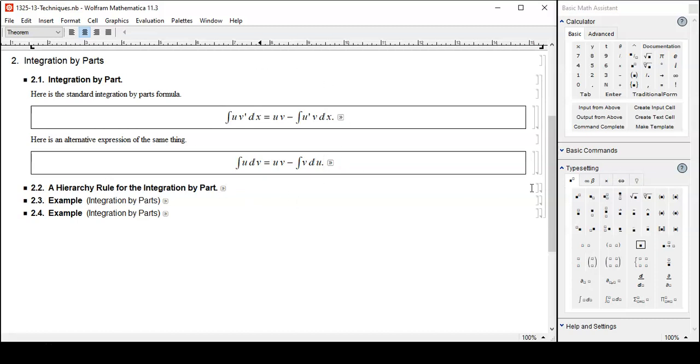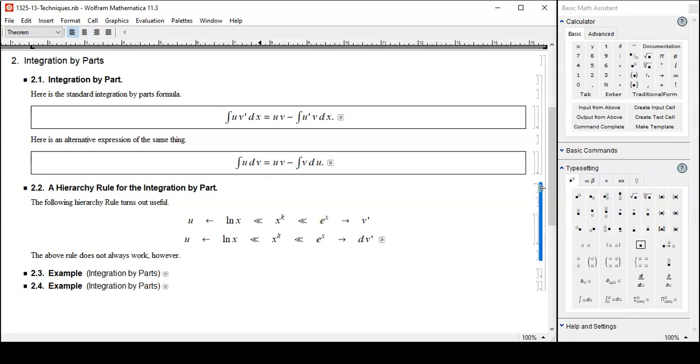Before applying any of those, please remember this rule, a hierarchy rule. Log of x has the strongest tendency to become u, and the exponential function has the strongest tendency to become v prime, or dv. Oh, dv, no problem here. D already means the derivative. And the power function comes in the middle. As a matter of fact, the higher the k, the more you go to the right. The exponential function has essentially infinite power, and the log function has infinitesimally small power.